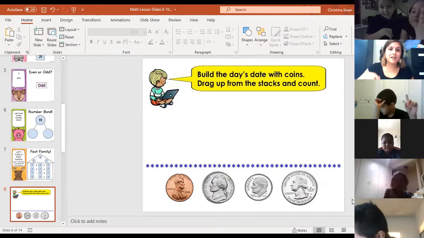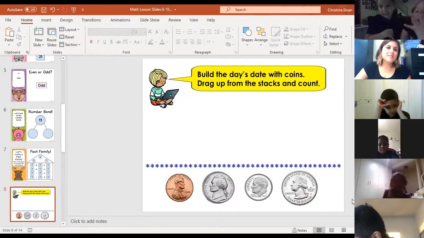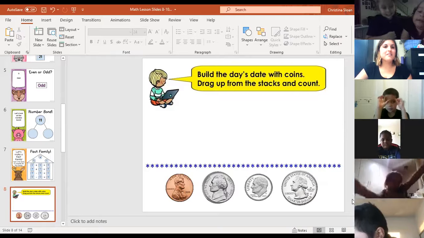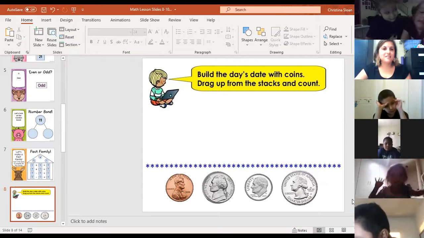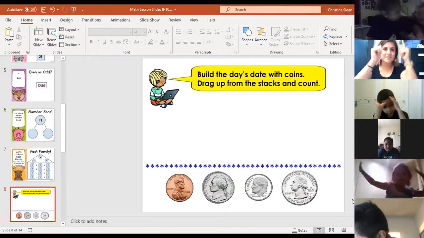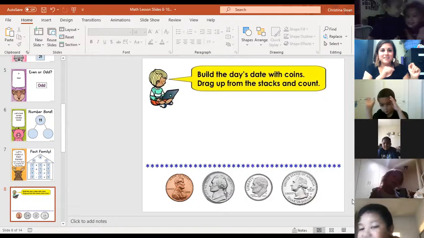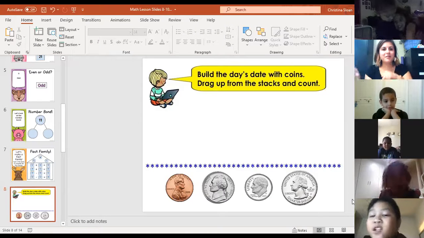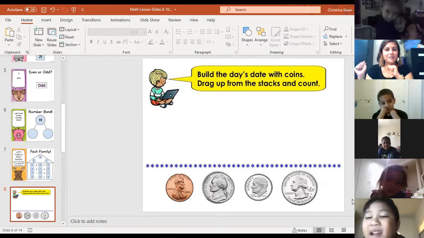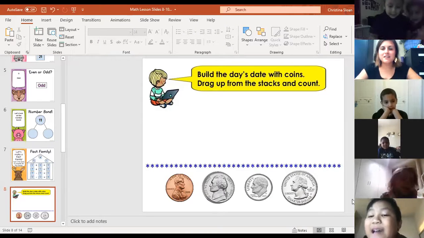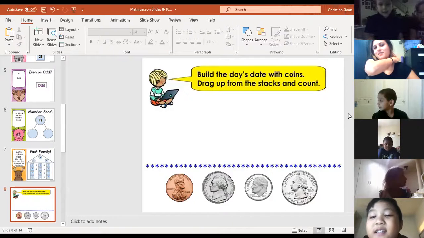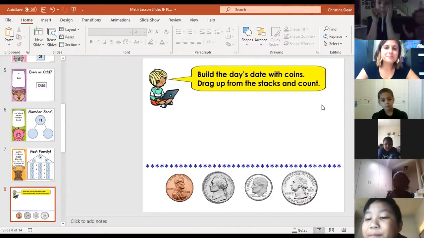And then we go back to the beginning. Pennies, nickels, dimes, and quarters. Your turn. Pennies, nickels, dimes, and quarters. Nice job. Give yourselves a little pat on the back.